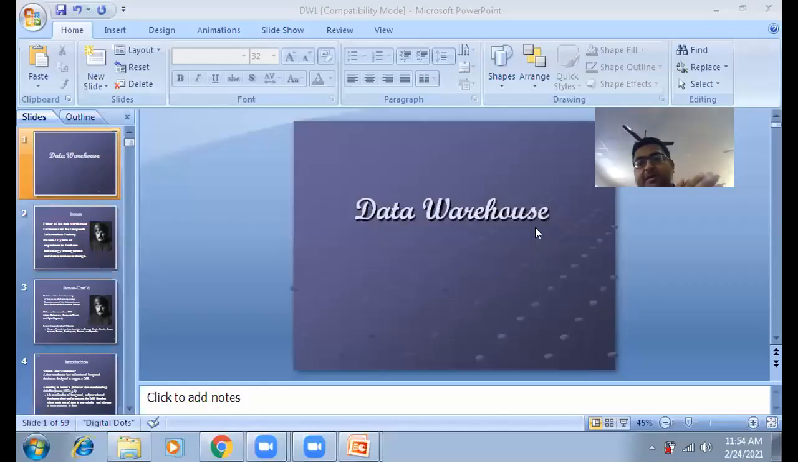So both use separate storage, one for the operational database and another for the data warehouse. As I have already told, the first friend is maintaining the operational database and OLTP, online transaction processing. The second friend is maintaining the data warehouse and OLAP, online analytical processing, along with the database. Okay, so this is a data warehouse.